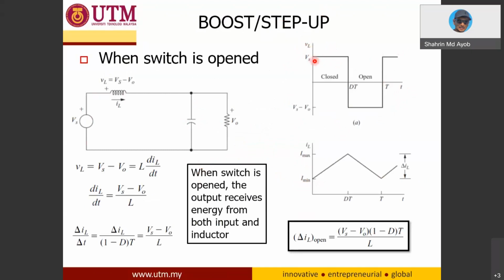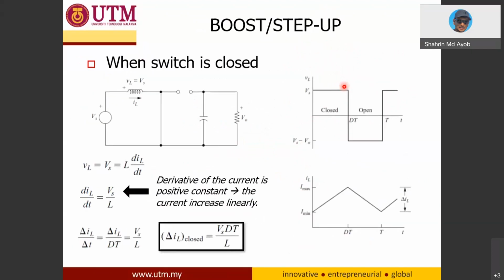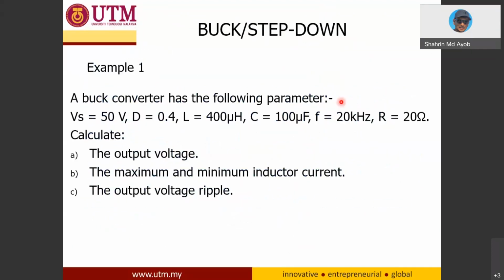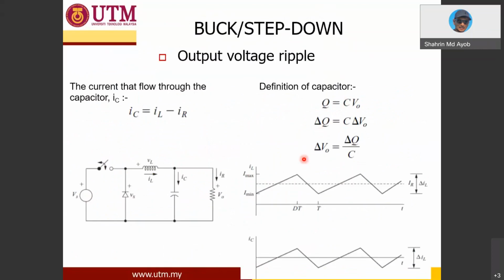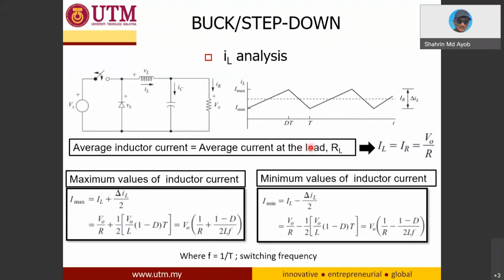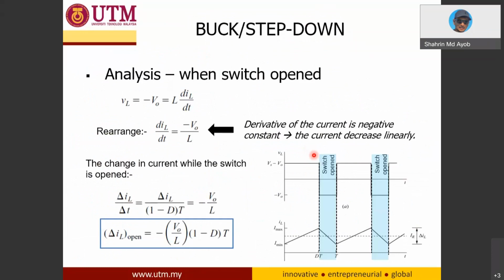What is VL? During turn on, VL is VS. During turn off, your VL is VS minus V out. This is the waveform, a straight line. This you need to know, because the buck converter is the same. I only concentrated on IL, but I may have missed explaining VL. We usually ask students how to sketch VL. So this one is for the buck converter.